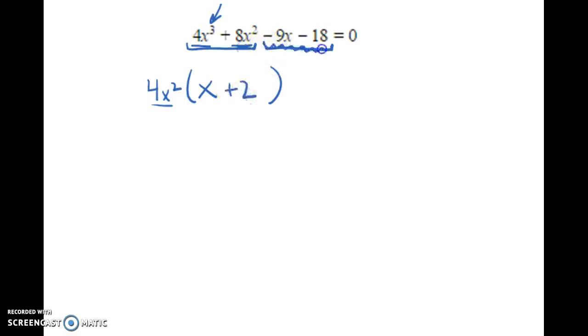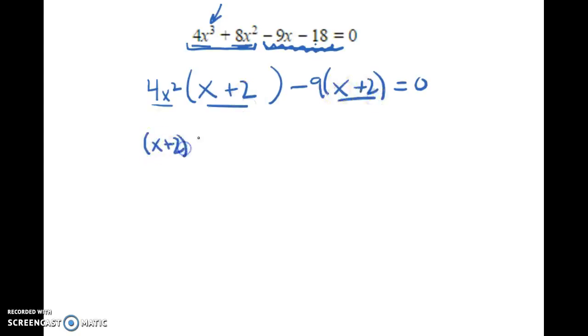And then for this part, I'm going to need a negative 9. And I'll be left again with, to get a negative 9x back, this should be x. And to get negative 18 back, I need a positive 2. These are identical, which means I'm doing this right so far.